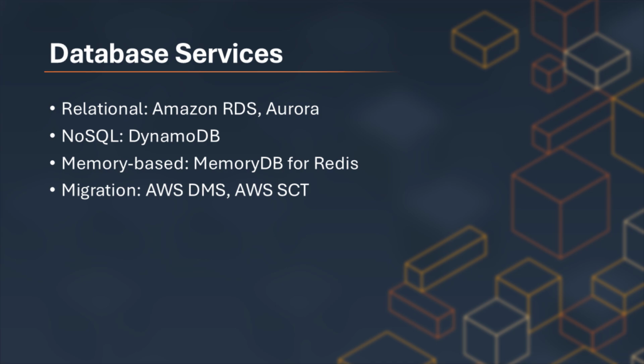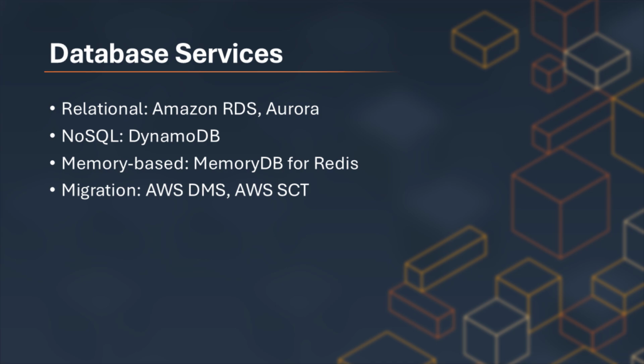Database services are next. Relational databases like Amazon RDS and Aurora handle structured data, perfect for SQL-based apps like e-commerce platforms. NoSQL databases like DynamoDB support flexible data, such as user profiles in a gaming app. Memory-based databases, like MemoryDB for Redis, enable fast caching for real-time analytics, like leaderboards. AWS Database Migration Service, DMS, moves data to AWS, and Schema Conversion Tool, SCT, converts schemas, like from Oracle to Aurora. For example, a company migrating a MySQL database uses DMS for data and SCT for schema changes.